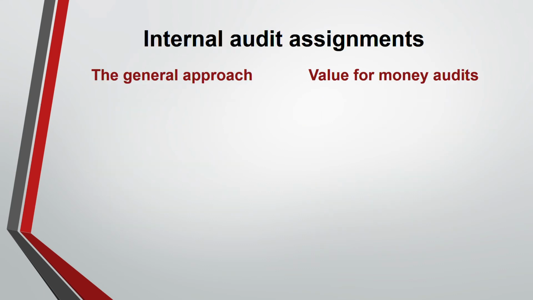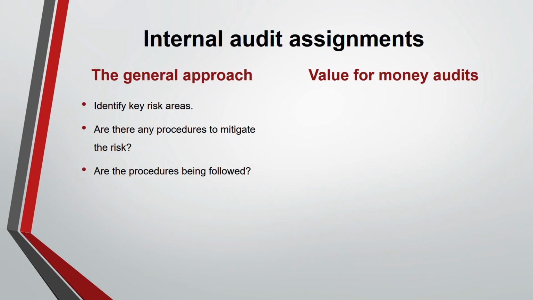Okay. What is the general approach for the internal audit assignment? Identify the key risk area. Whatever internal audit assignments you are doing, first you have to identify the key risk area in any of the audits you are doing. Are there any procedures to mitigate the risk? Once you have identified, identification comes first, then you have to see whether there are any procedures to reduce the risk or not. Are the procedures being followed? Are they following the procedure? Are the procedures effective? Report and then recommend. So report and recommend should come at the end.